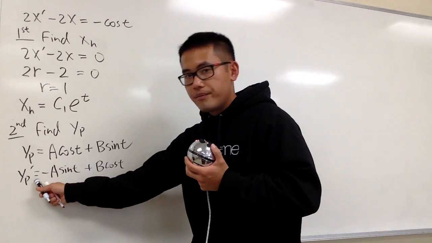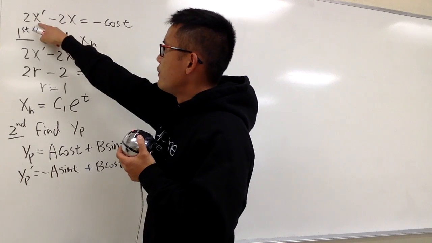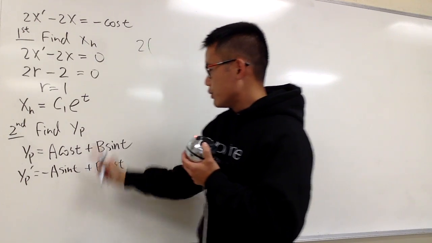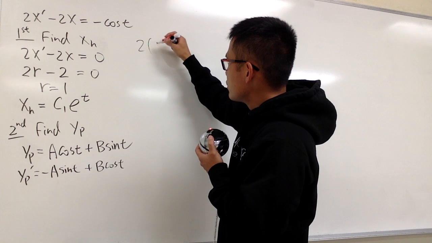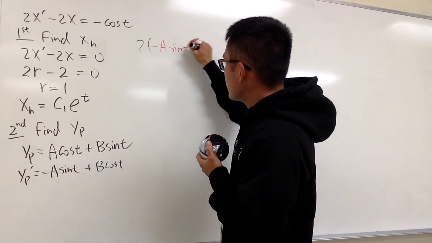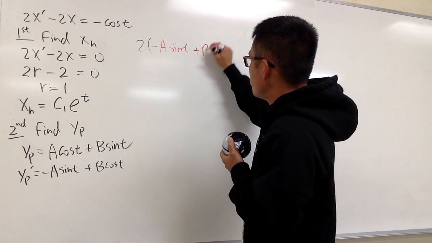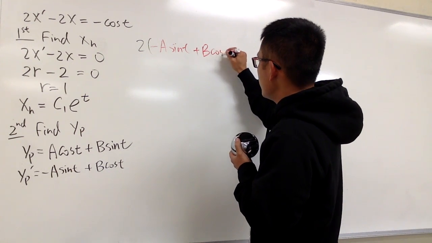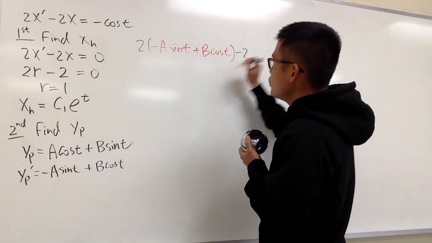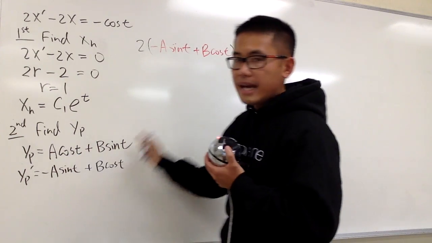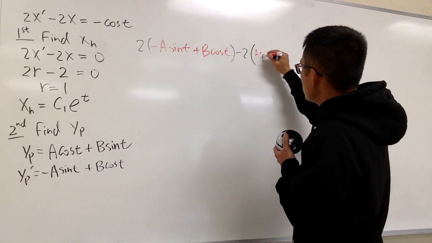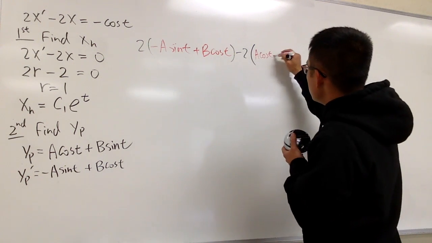This right here is what we have to plug in for the first derivative. So as you can see, we'll have 2 times x prime, which is that. Let me put it in red, which is going to be negative a sine t plus b cosine t, right? Like this. And then we minus 2 times x, which is that. So we have 2 times a cosine t plus b sine t.